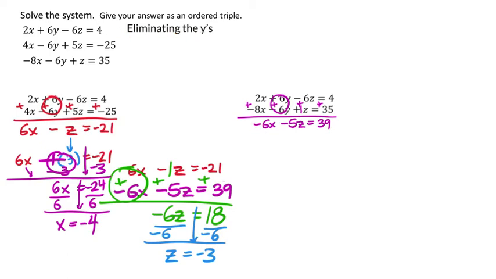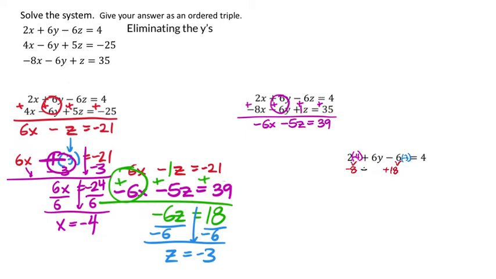So this means I've got to go back to one of the original equations. Doesn't matter which one you choose. I'm going to choose the top equation. Okay, so let's go back to the top equation. But now we know the value of x is -4, so let's replace that with -4. And then let's replace the z with the value we found, which is -3. So all I'm going to do is solve this equation for y. So 2 times -4 is -8. -6 times -3 is +18.